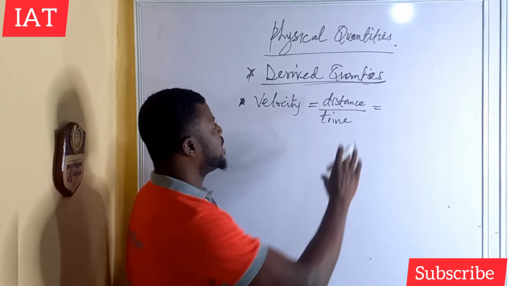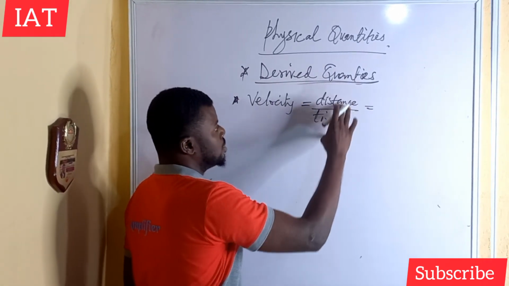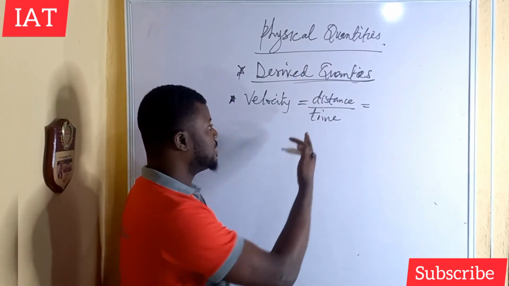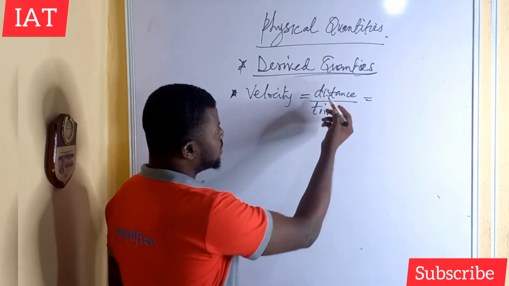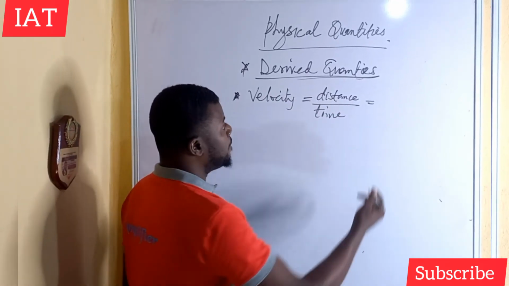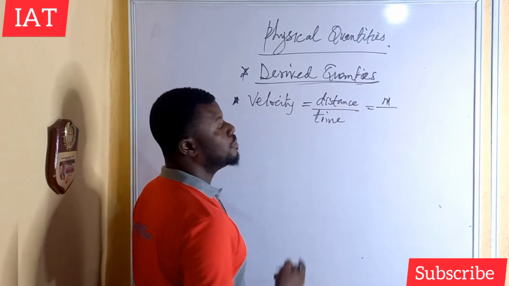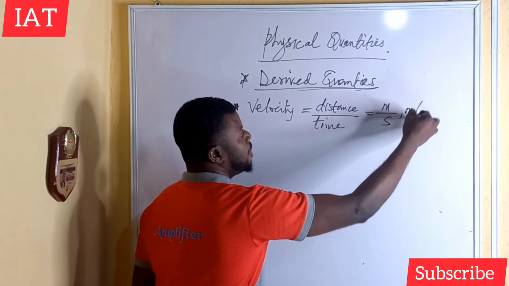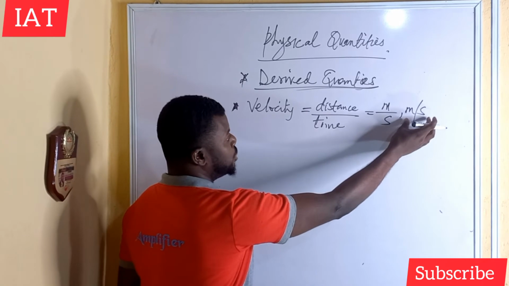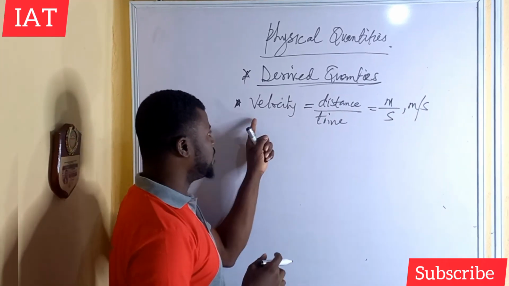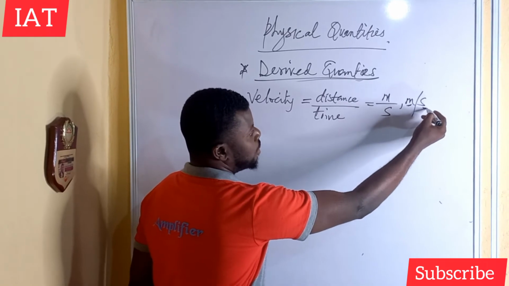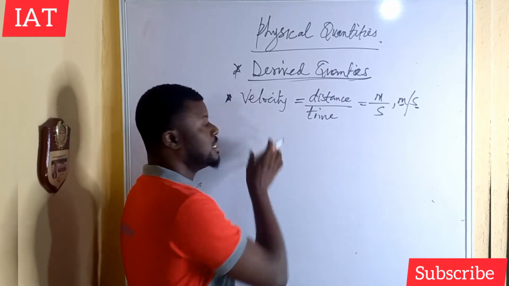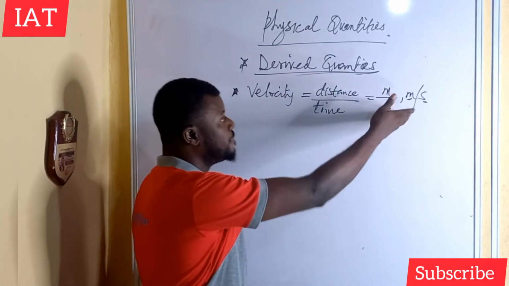The formula comprises both fundamental quantities. Distance is a fundamental quantity. Time is also a fundamental quantity. Of course, distance is the same thing as length, which is measured in meters, and time is measured in seconds, like we discussed. And then the formula becomes meter per second. That is the unit for velocity. You can see meters and seconds. They are the properties we've mentioned under fundamental quantity. So that is why this is derived, because it depends on the fundamental quantity.